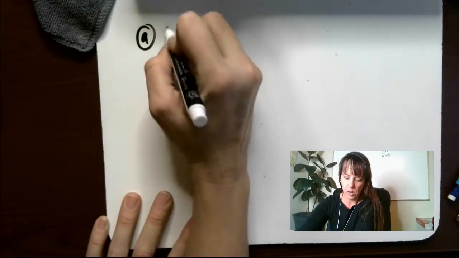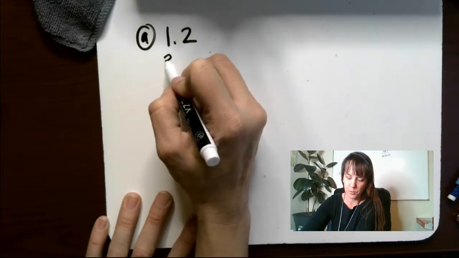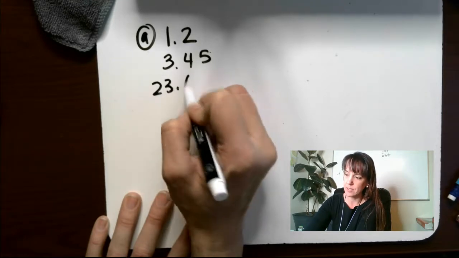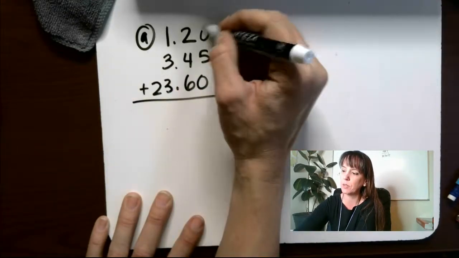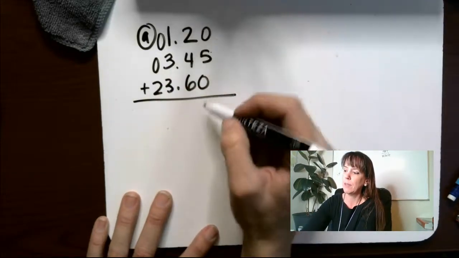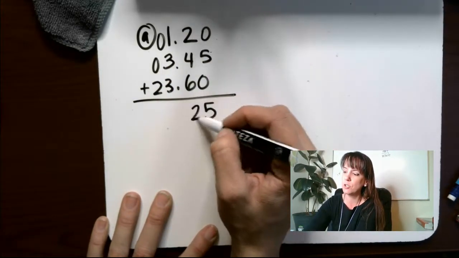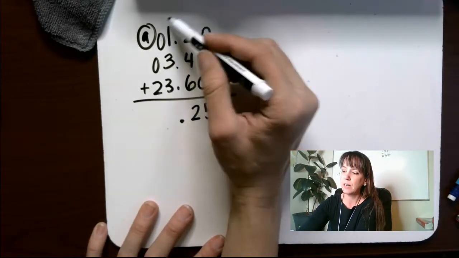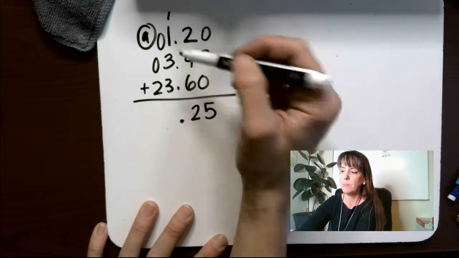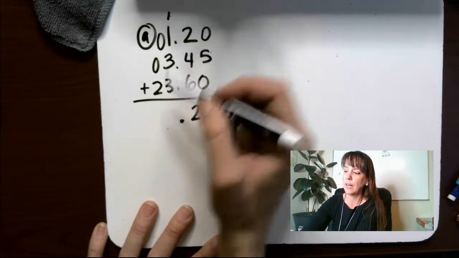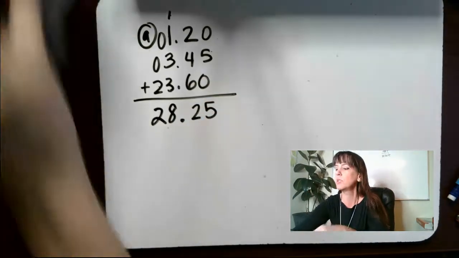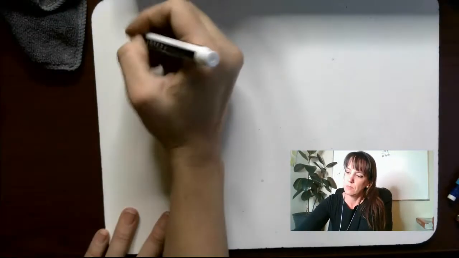We're gonna go with A. A is 1.2 plus 3.45 plus 23.60. You're gonna add all these guys together. We're gonna throw 0 here, 0 here, 0 here. We get 5. That's 10 plus that is 2. Remember, bring down your decimal. That's why we line it up, right? That's 10 plus that is 12. So 2, carry the 1. This is 6, 7, 8. And then we have 0, 0, 2, which gives us 2. So 28.25.